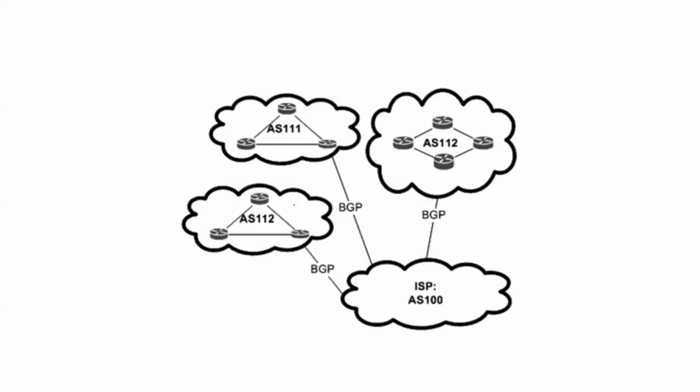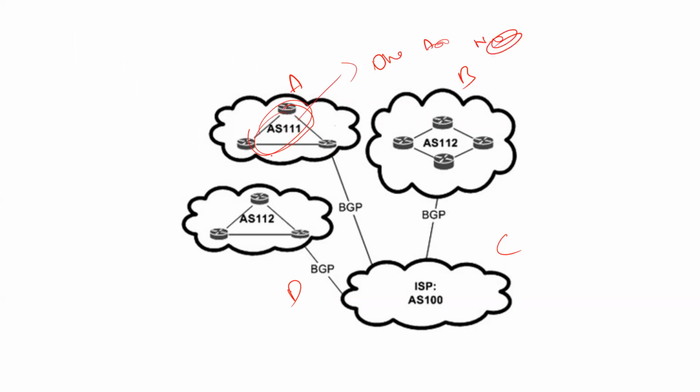I'll show you one diagram. If we can see here, this is one organization A, this is B, C, D. Inside the organization, the whole system is called one autonomous system. One autonomous system will have n number of routers.